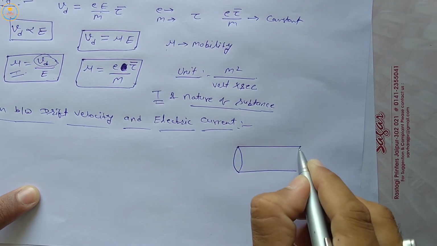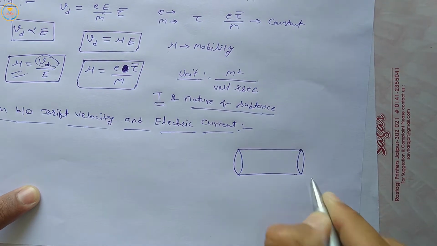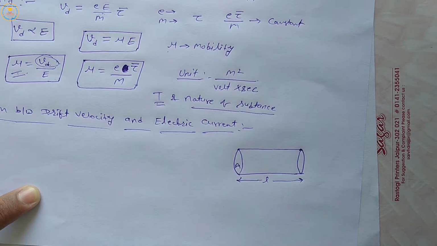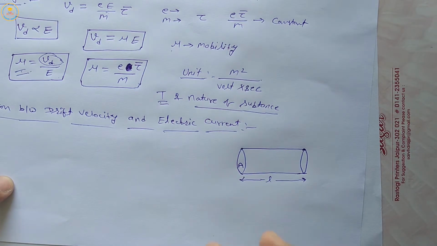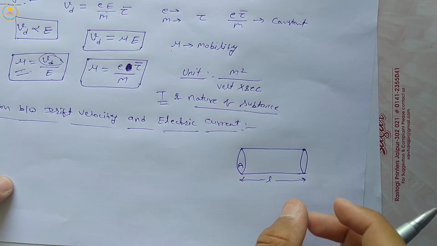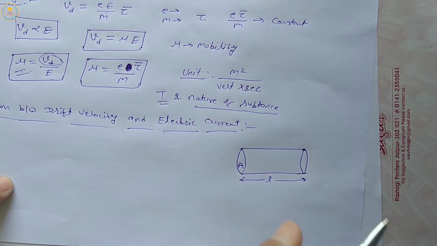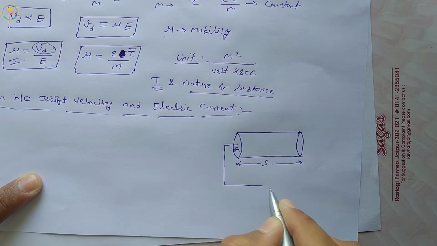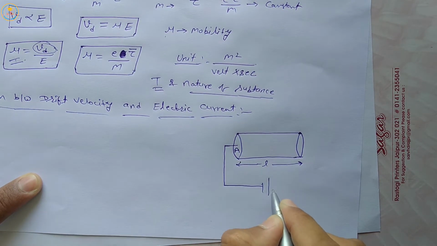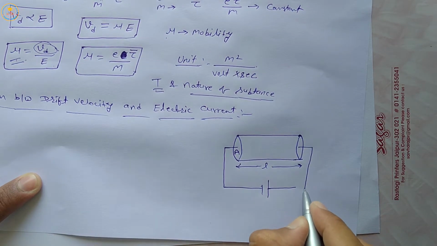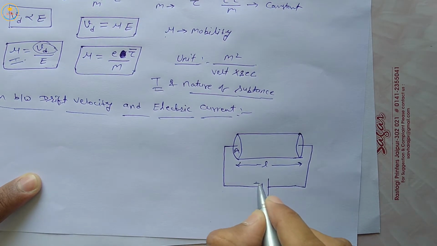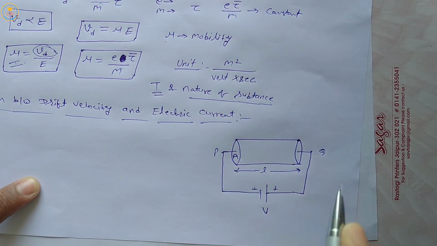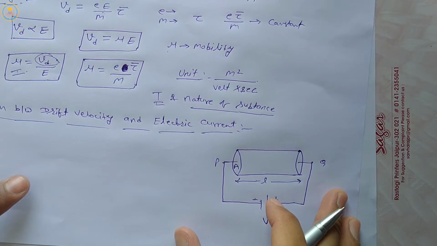This is a conductor. The length of this conductor is small l and the cross-sectional area is capital A. We know that some free electrons are present in this conductor which move randomly. But when we apply a potential difference V at the ends of this conductor, with this end negative and this end positive, an electric field will be produced in the conductor.